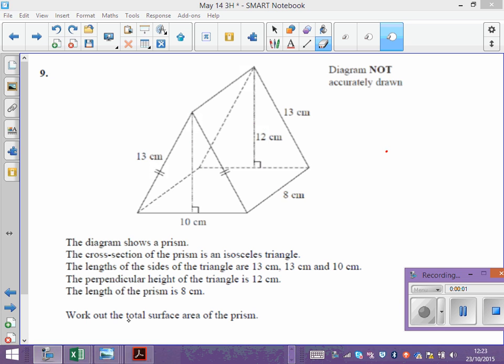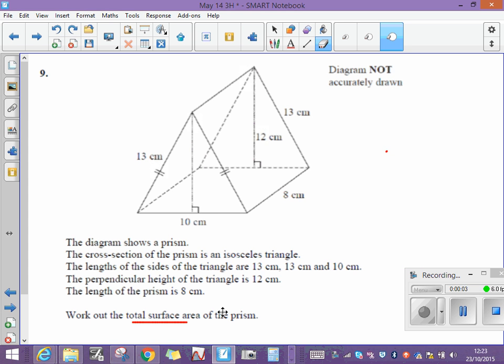We're asked to work out here the total surface area of a prism. There's no real formula for the surface area of a prism. You've just got to work out the areas of all the individual faces. So it helps to think how many faces this prism actually has.